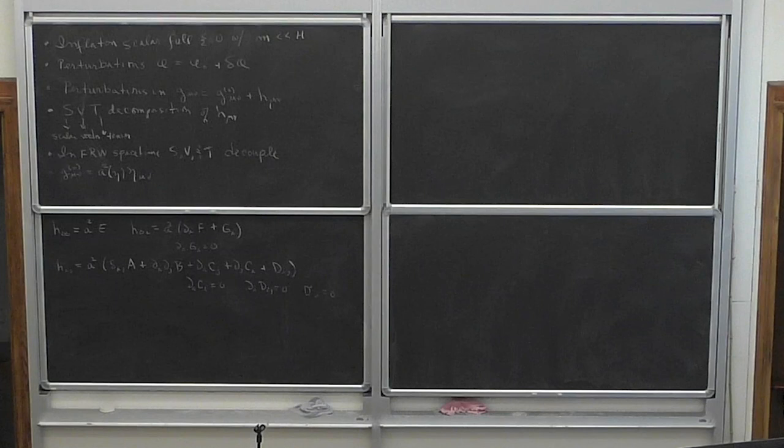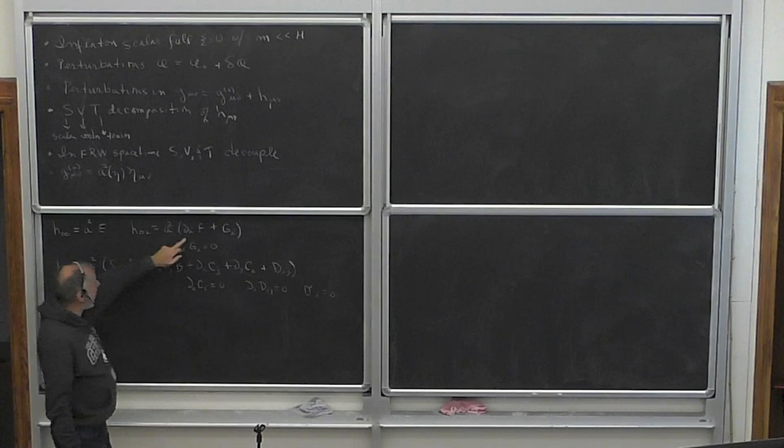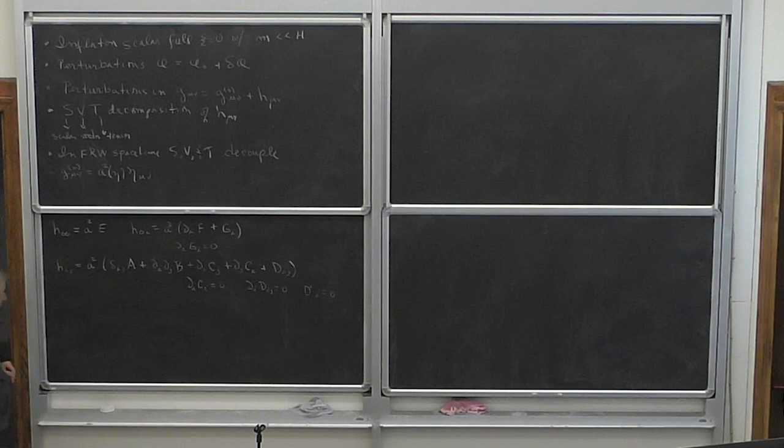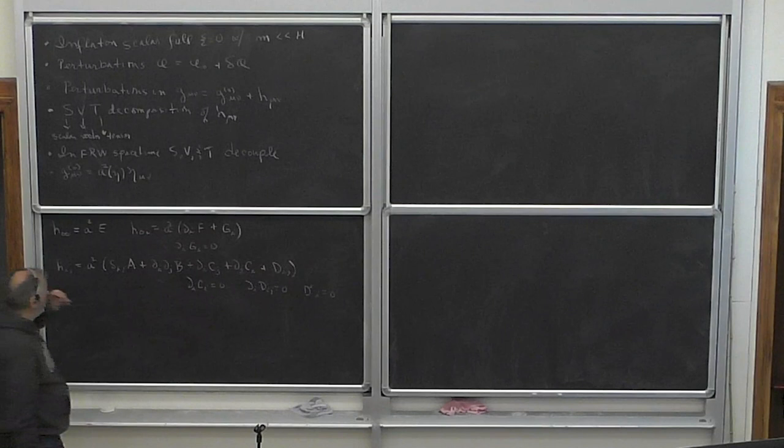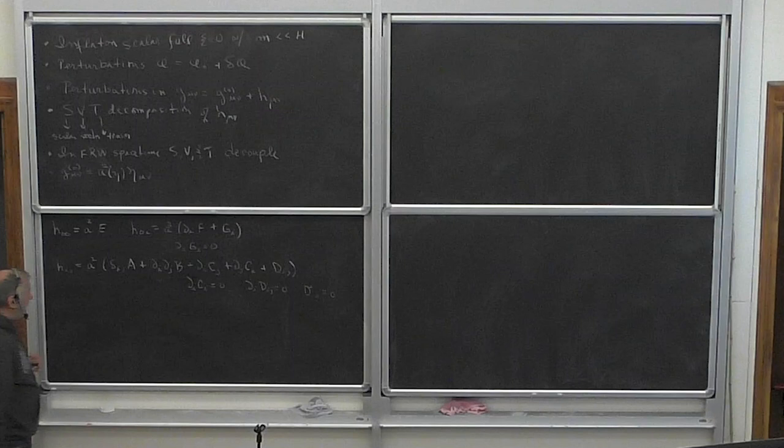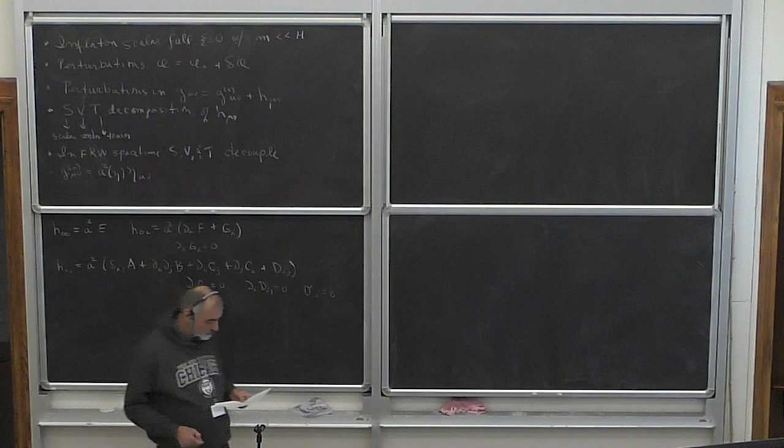So in general, this is the SVT decomposition. I can write any tensor like this, in particular the perturbations of the metric tensor. And there's the zero-zero component. So now there's a bunch of functions. There are scalar functions E, F, A, and B. There are functions that transform like a vector, G and C. And functions that transform like a tensor, the D_ij.